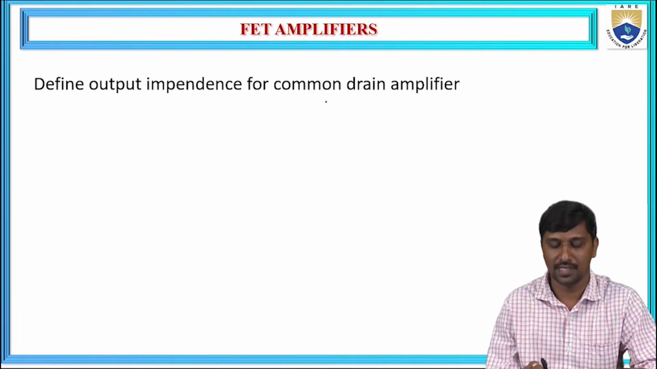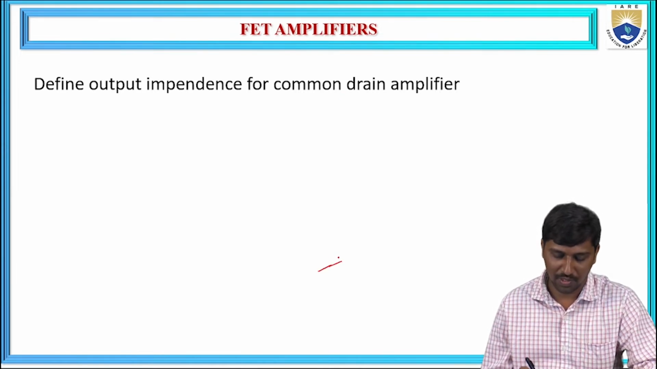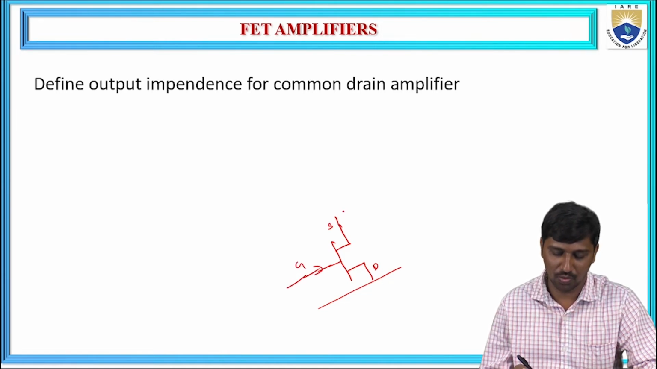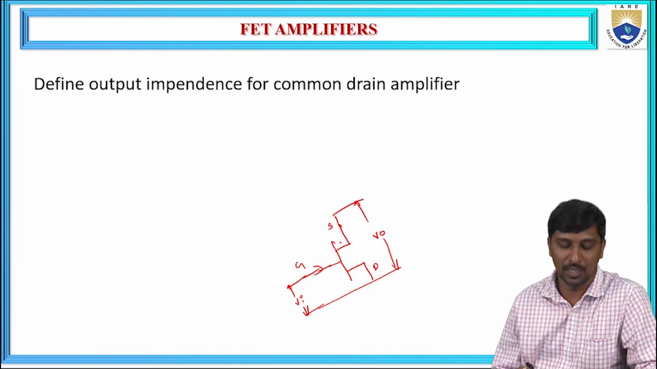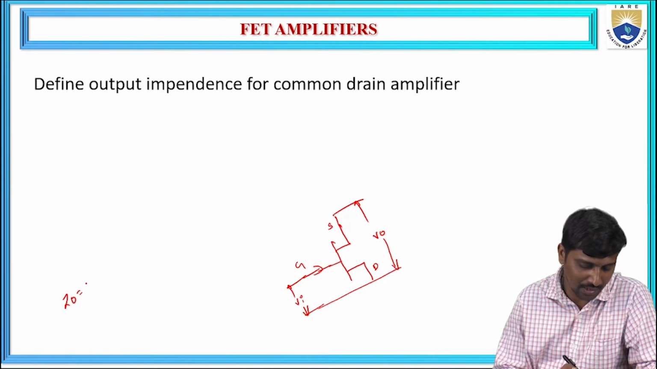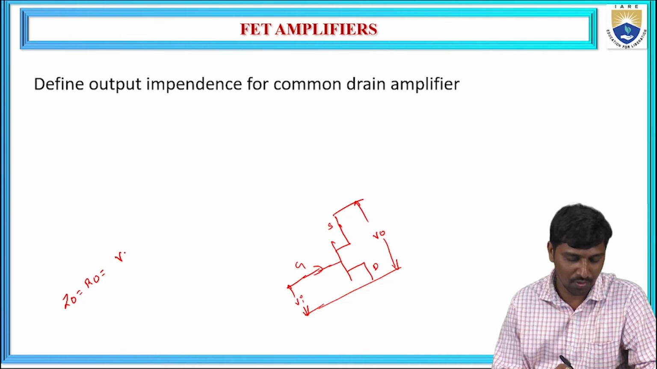Define output impedance for common drain amplifier. Similarly, now we need to observe the output impedance for a common drain amplifier, and let us consider this is source, and output is measured across the source, and now we apply the input signal. Now we need to find out the output impedance, we can write Z naught, or it is also represented as R naught. It is defined as the ratio of output voltage to the output current.